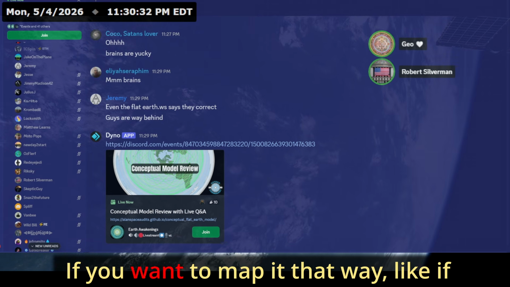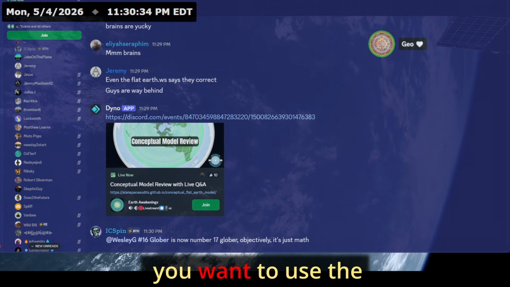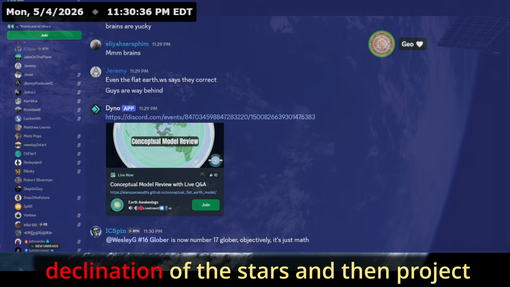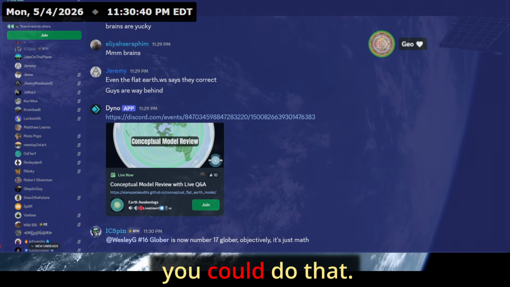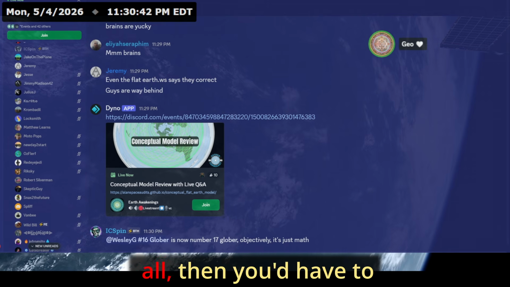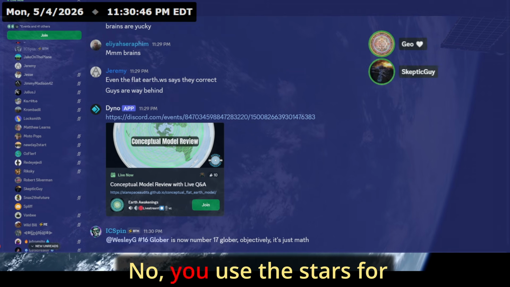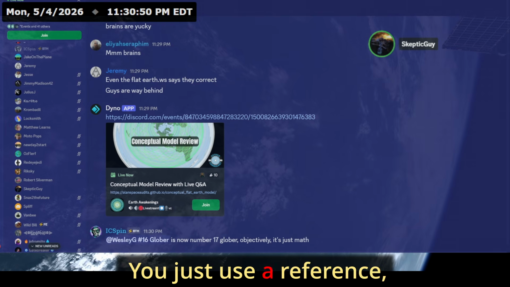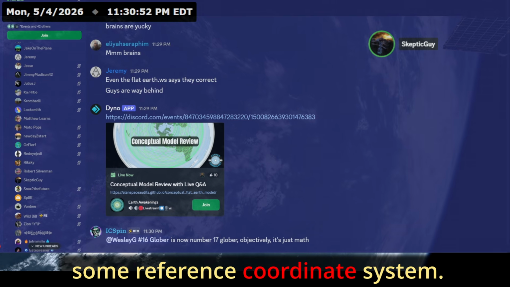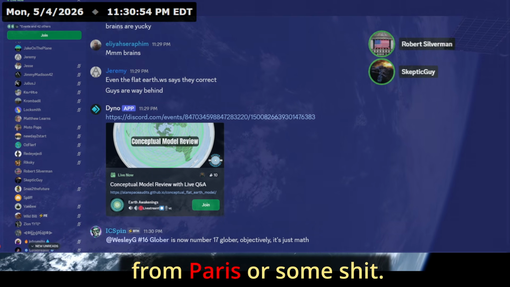Can I jump in for a second? If you want to map it that way, if you want to use what's called right ascension and declination of the stars, then project that down to the ground as a latitude and longitude, you could do that. If you're not going to use the stars at all, then you'd have to either make a map or. No, you use the stars for the latitude, and for the longitude you just use some reference coordinate system. I think it's from Paris or something, starting at 0.